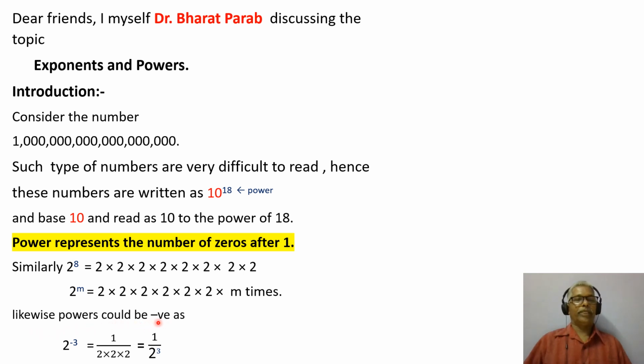Likewise, powers could be negative, as 2 raised to minus 3. This is just a small introduction. So just go through this and we will learn about this in a further part of this chapter. That is, 2 raised to minus 3 is equal to 1 upon 2 into 2 into 2, that is equal to 1 upon 2 raised to 3, or 2 cube. And this we will be covering in subsequent videos. So we move ahead.